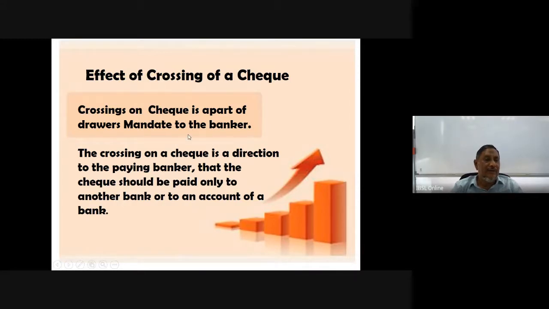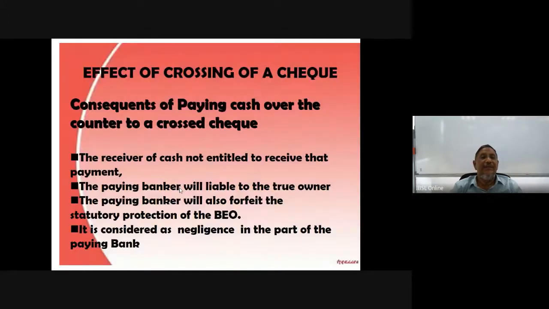order to the paying bank to pay if the check is presented for payment within the parameters of the date. It has to be paid. The crossing on a check is the direction to the paying banker that the check should be paid only to another bank or an account of a bank. So this is a given direction.